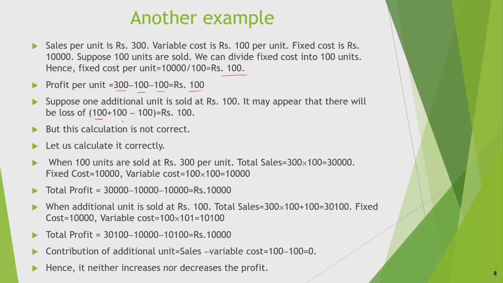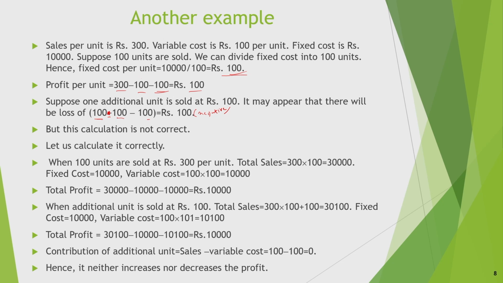because what will be 100 plus 100 minus 100, you may think that here there will be a loss. So, what you may think is 100 minus 100 minus 100, that means rupees 100 negative, because you may say that okay, fixed cost was rupees 100 and 100 was the variable cost. So, 200 was the cost and I sold it at 100, but this calculation is not correct. So, let us calculate it correctly.